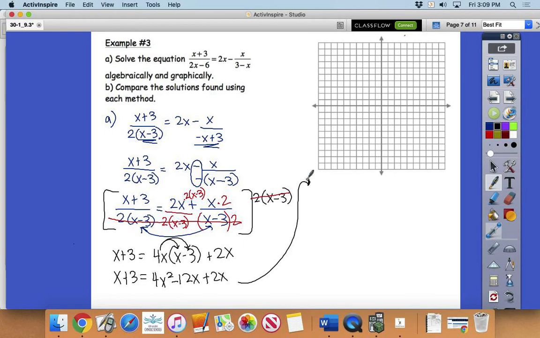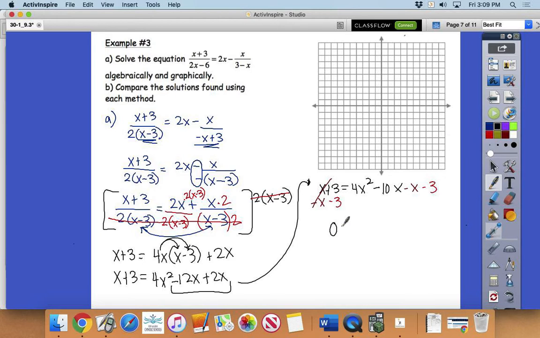Now we're going to bring everything to one side, but we're also going to combine these two as well. So we're going to have x plus 3 equals 4x squared minus 10x when we combine the negative 12x and the positive 2x. Here we're going to subtract x, that gets rid of that. And we're going to subtract 3, subtract 3.